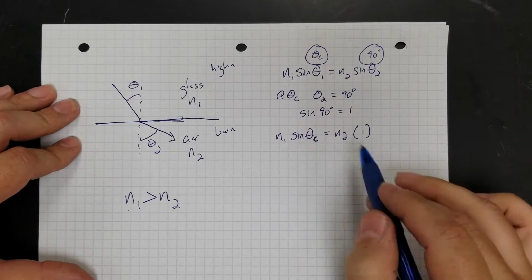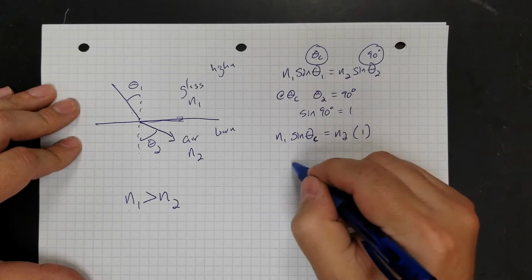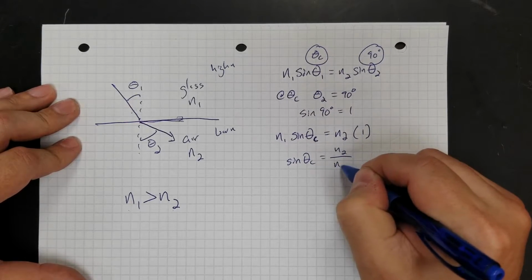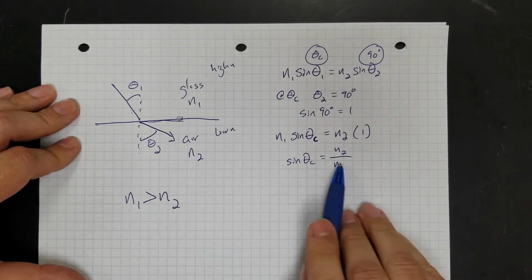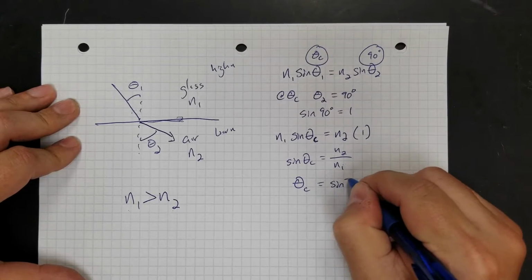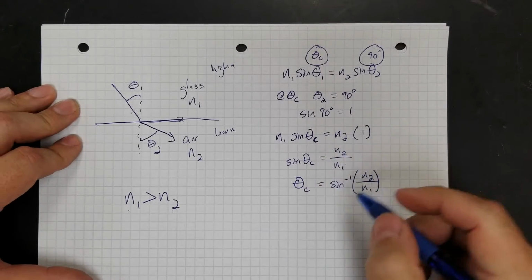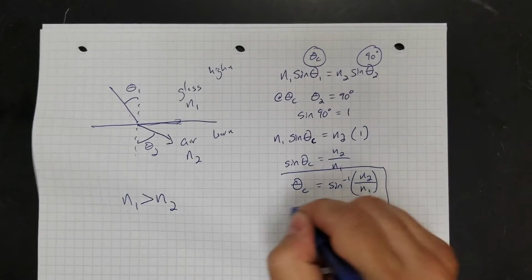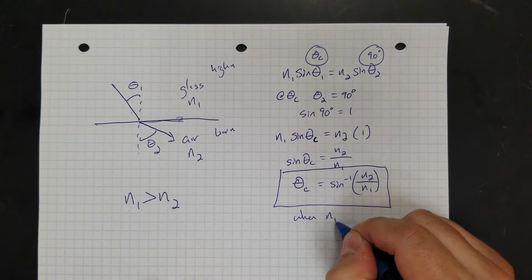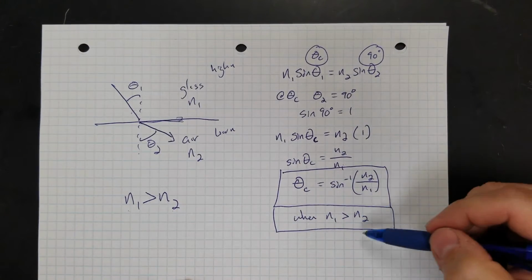Okay, so now I want to solve for the critical angle. How can I get a formula that tells me the critical angle? So let's do some algebra. I can divide over N1, right? So sine theta c equals N2 over N1. And then I can take the arc sine of both sides. That'll cancel out the sine here. So my critical angle is going to be equal to the arc sine of N2 over N1, right? So there is a formula. And remember, this is only when N1 is greater than N2. That's the caveat, right? This only occurs when N1 is greater than N2.